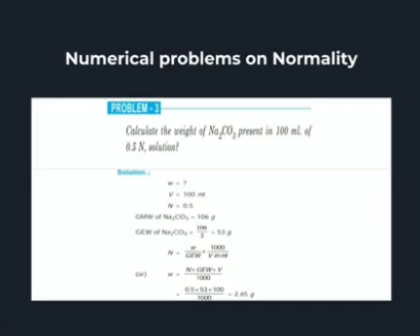Now the equation for normality capital N is equal to weight by gram equivalent weight into 1000 by V in ml. But here we have to find out the weight. Then weight W is equal to N into GW, that is gram equivalent weight, into V by 1000. Now weight is equal to 0.5 into 53 into 100 by 1000, that is equal to 2.65 grams. That means we can prepare 100 ml of 0.5 normal solution by dissolving 2.65 grams of sodium carbonate.